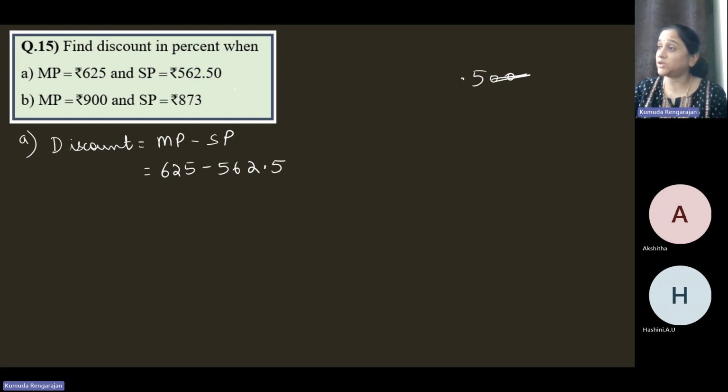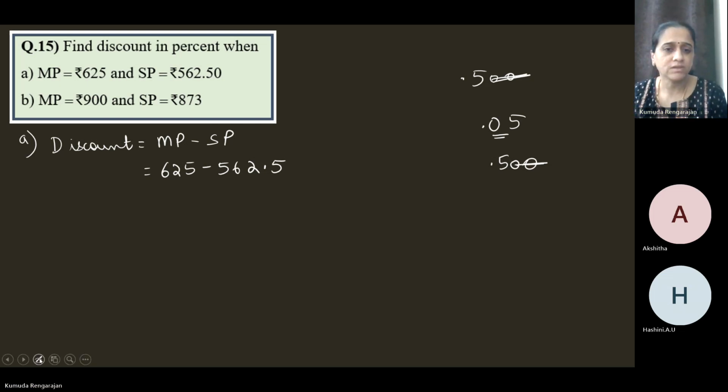If it was 0.05, that's a valid zero. 0.05, the zero is valid. 0.50, 0.500, these zeros are invalid. Take them away. So 625 minus 562.5 is how much? Rupees 62.5. This is the discount.